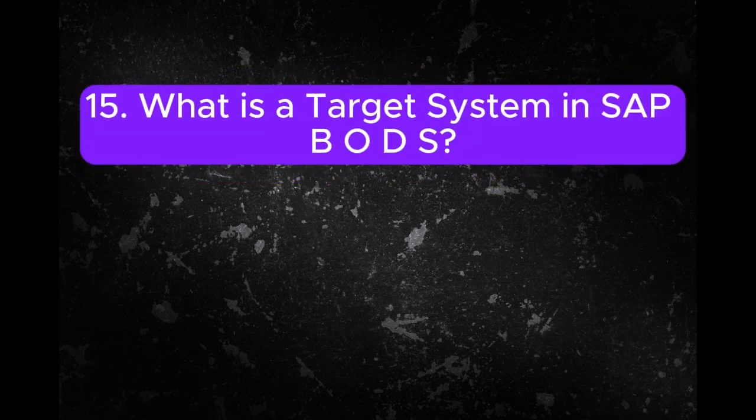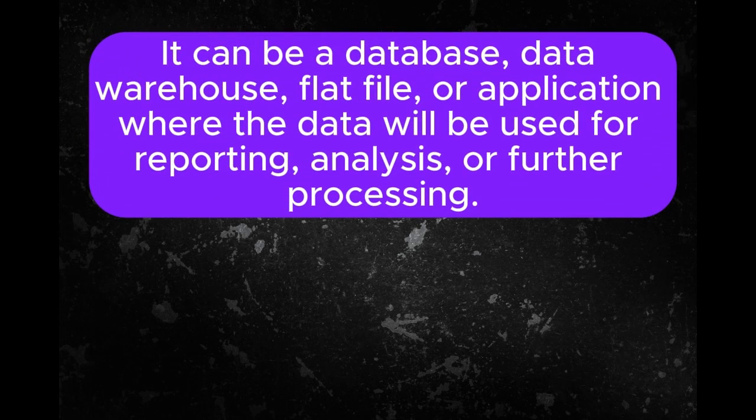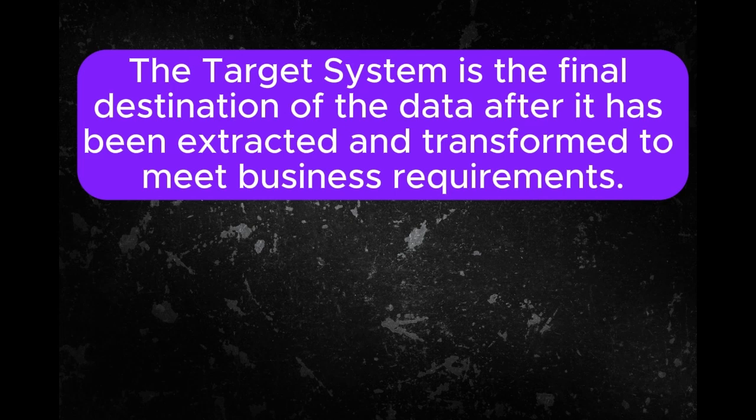15. What is a target system in SAP BODS? Answer. A target system in SAP BODS is the system or data store where transformed data is loaded. It can be a database, data warehouse, flat file, or application where the data will be used for reporting, analysis, or further processing. The target system is the final destination of the data after it has been extracted and transformed to meet business requirements.